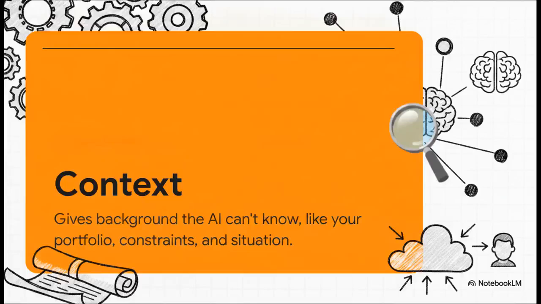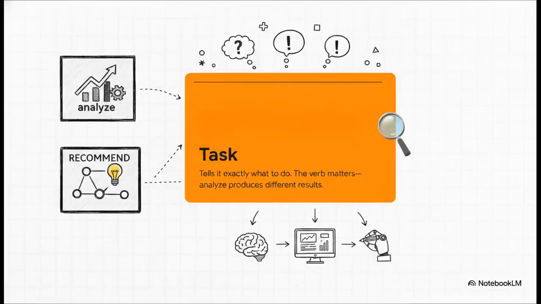Next is context. This is where you provide the critical background the AI simply cannot know on its own. It needs things like your specific portfolio, your non-negotiable constraints, and the unique situation you're dealing with. Step 3 is task. This tells the AI exactly what to do, and the specific verb you choose matters immensely here. Asking an AI to analyze something produces a vastly different result than asking it to recommend something.